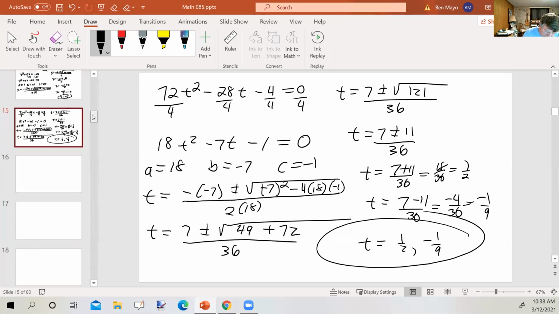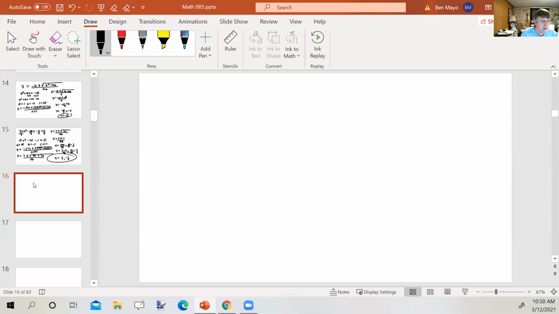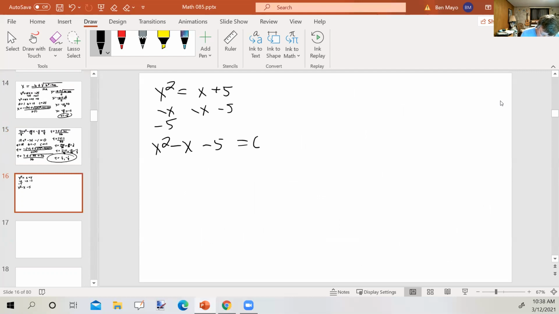This next problem says, solve the equation, approximate the solutions to 2 decimal places. So I've got x squared equals x plus 5. I'm going to move everything to the left side of the equation, set equal to 0 on the right side. So I'll subtract x from both sides and subtract 5 from both sides. So I get x squared minus x minus 5 equals 0.